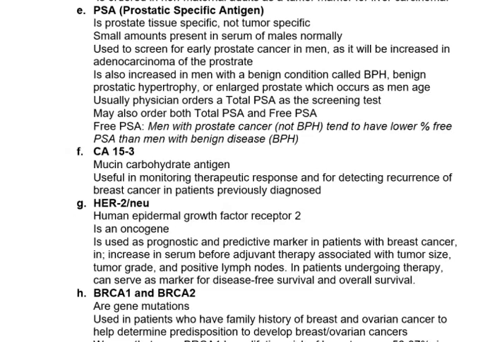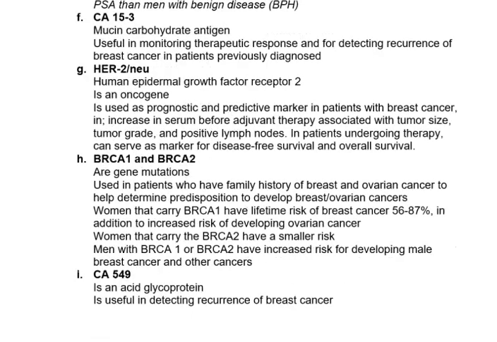PSA will also be increased in men with a benign condition called BPH, benign prostatic hypertrophy, which means increased growth, or enlarged prostate, which occurs in men with age usually. Physicians will usually order a total PSA as a screening test, but they may also order both a total PSA and a free PSA. Men with prostate cancer, not BPH, tend to have a lower percentage of free PSA than men with benign disease.